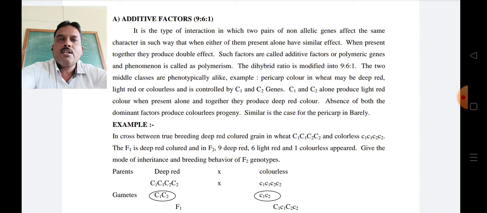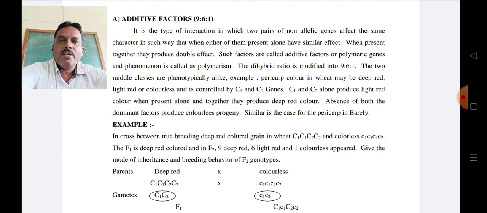Suppose we consider capital C1 and capital C2, these two dominant genes, they will produce the deep red color. So the genotype will be capital C1, capital C1, capital C2, capital C2. For colorless we take the homozygous genotype with absence of the dominant gene, that is small c1, small c1, small c2, small c2. Because of the homozygous genes, the first parent will produce a single gamete, capital C1, capital C2. We make a circle around the gametes. Then for the second parent, the gamete will be small c1, small c2, make a circle.